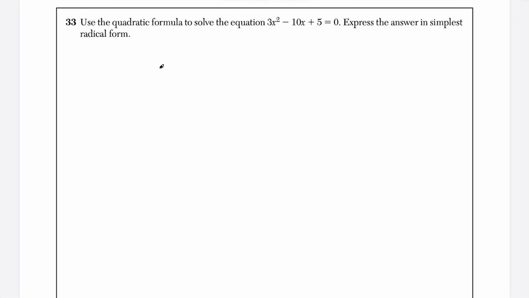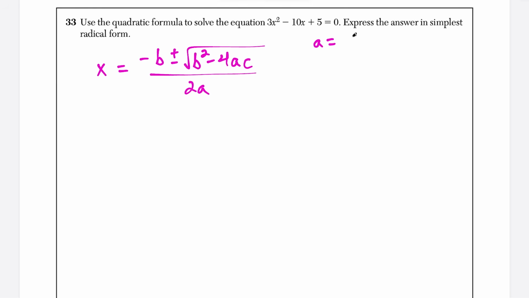Question 33, use the quadratic formula to solve the equation 3x squared minus 10x plus 5 equals 0 and express the answer in simplest radical form. So for one, the quadratic formula we could grab from the reference page, and it's x equals -b plus or minus the square root of b squared minus 4ac all over 2a. And the a value in this quadratic equation, the coefficient of x squared, is equal to 3. The b value is equal to -10, and the c value is equal to 5.